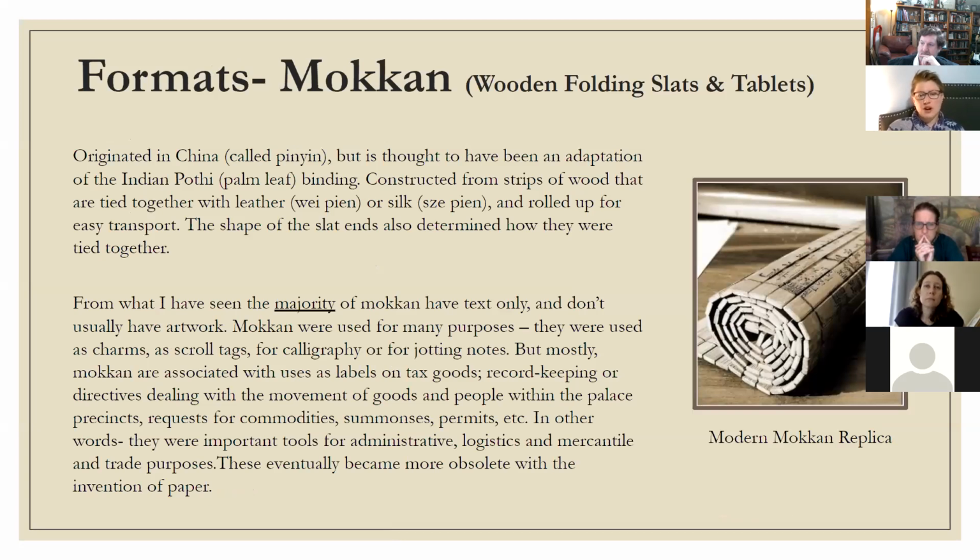So the mokkan originated in China. They're called jiandu in China, but it's thought to have been an adaptation of the Indian pothi, which is palm leaf binding, as they call it. They're constructed from strips of wood that are tied together with leather or silk and rolled up for easy transport. The shape of the slat ends also determined how they were tied together.